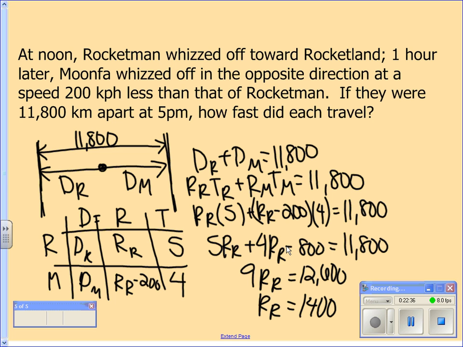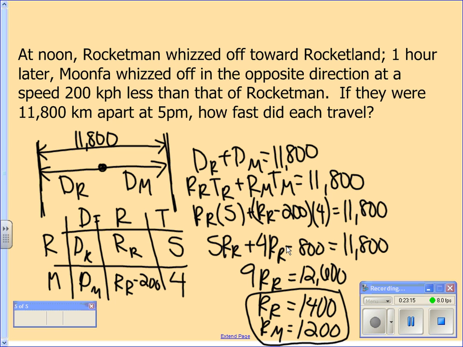So that's how fast Rocket Man went. How fast did they both go? Because the rate of Moonfa was 200 less than Rocket Man's. So if Rocket Man's 1,400, 1,400 minus 200 is 1,200. It says how fast did they each travel, so you have to have one for both. So both of these would be your answer. Does that make sense? Now see how that works?